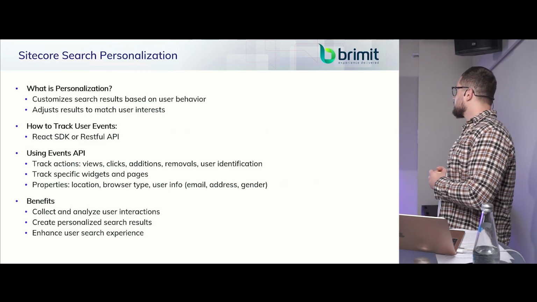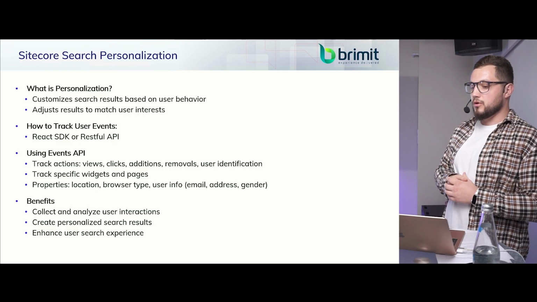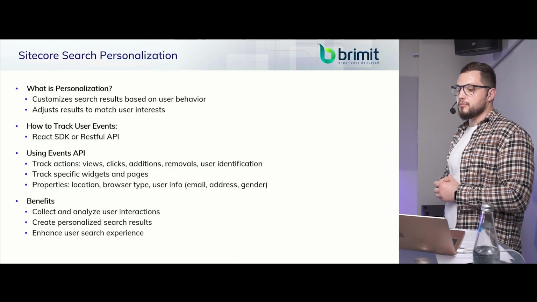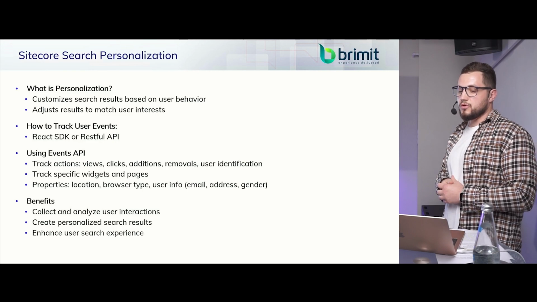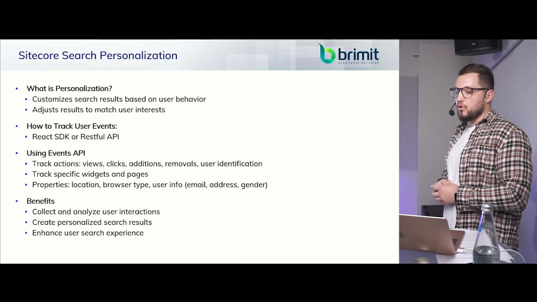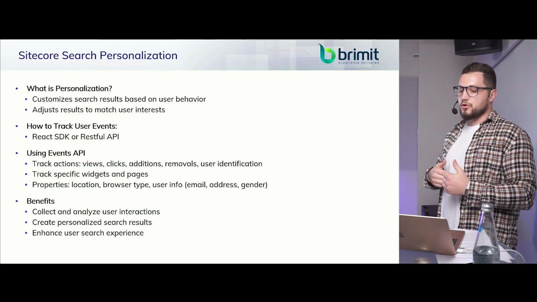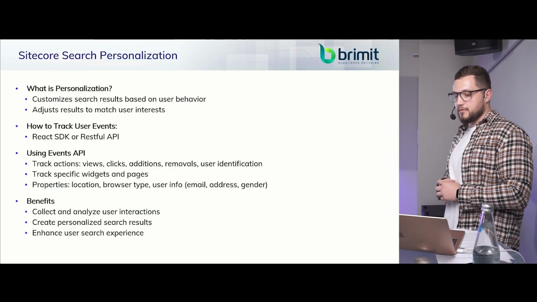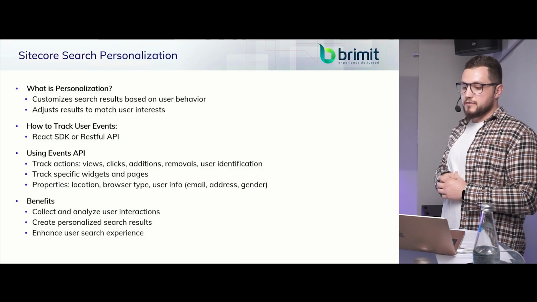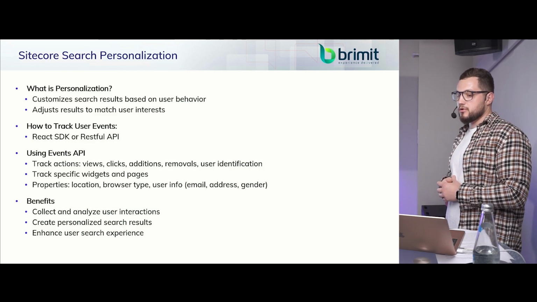Let's talk about an important feature like personalization. I think everyone knows what personalization is. It's when you customize your search results based on what the user does on your website. For example, if a user clicks on a search item or opens some pages, you can adjust the search results to match their interests. To track this, Sitecore has two ways. You can use the React SDK or the RESTful API.